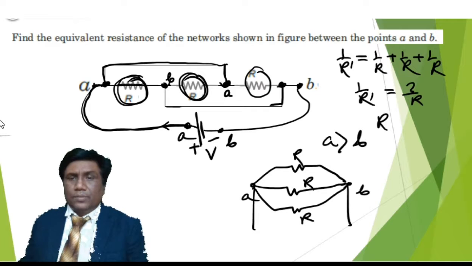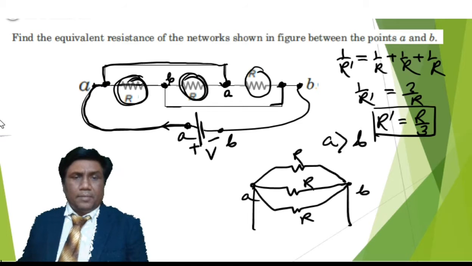So R dash equal to what? R by 3 only. Though they seem to be in series, actually they are found to be parallel only. Even in this resistor, in which direction current will flow can also be calculated, because on a resistor current always flows from high potential to low potential.